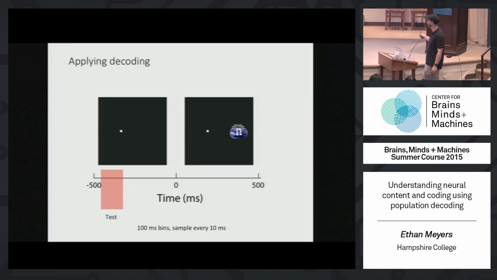So during the baseline period, we should not be able to decode what's about to be seen unless the monkey is psychic, in which case either there's something wrong with your experiment, most likely, or you should go to Wall Street with your monkey. I don't know. But you shouldn't get anything here, and then we should see some sort of increase here if there is information.